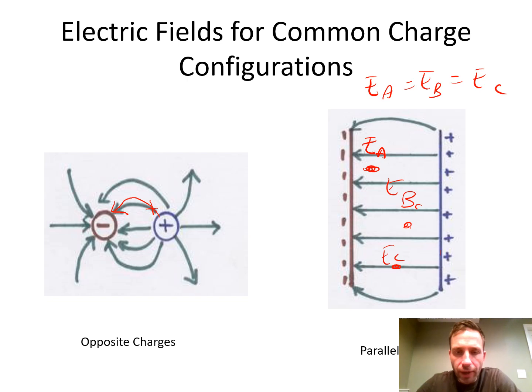The only exception would be on the edges where we have this curvature. Those are called edge effects, and the electric field would be a little weaker and change as you go from the positive to negative plate. Since many of our experiments rely on parallel plates having uniform charges between them, many of our questions will say ignore edge effects.